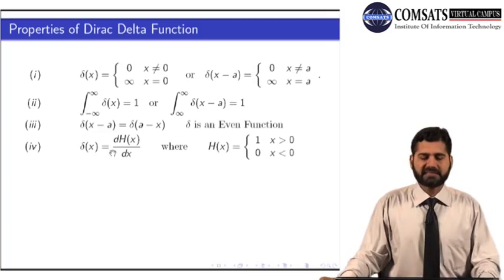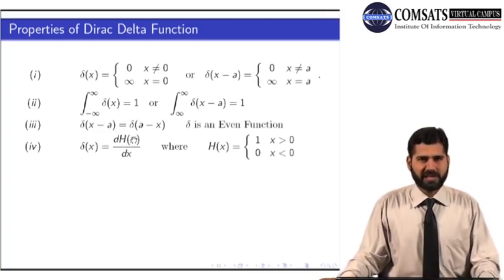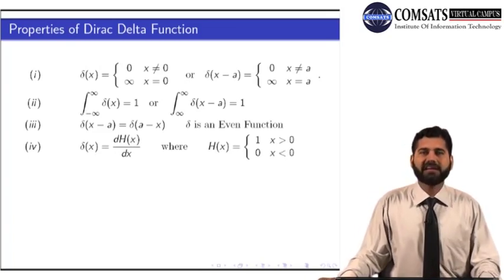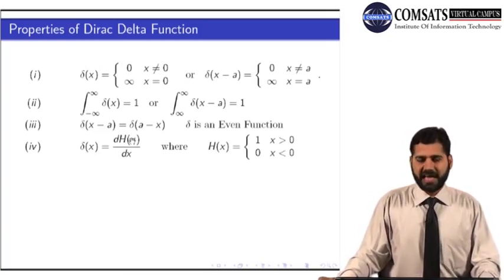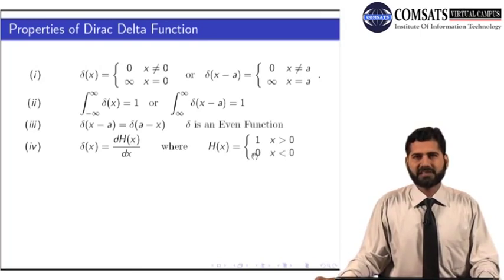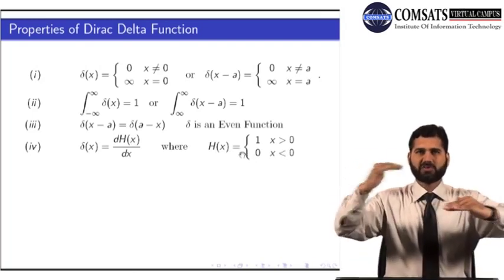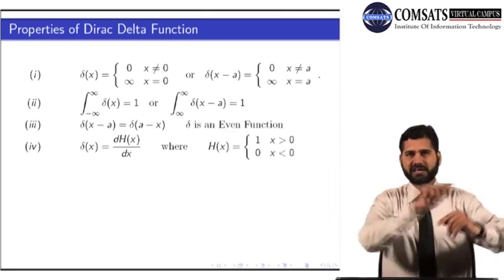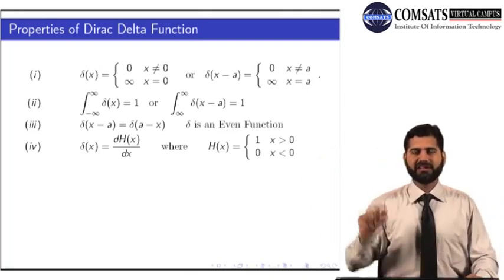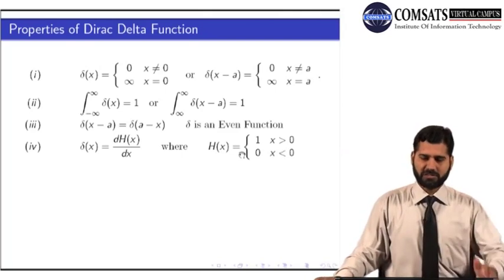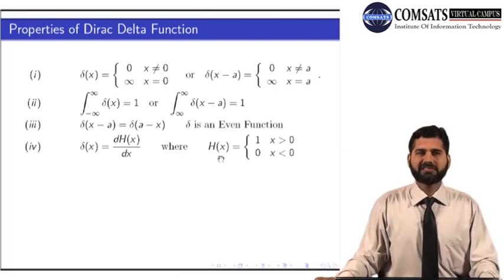Delta x is the derivative of the Heaviside function. I hope you have seen the Heaviside function. If not, it is a step function, it's nothing else. The Heaviside function is defined by this: if x is greater than 0, it's 1, and if x is less than 0, it's 0. So on the right of 0, it's 1, on the left, it's 0. So it's a one-step function, only one step over there. So this is a Heaviside function.